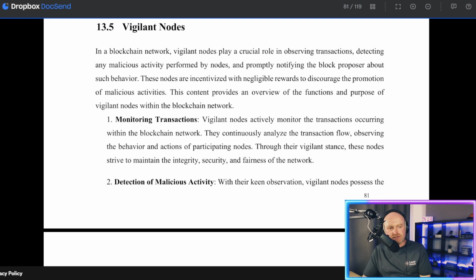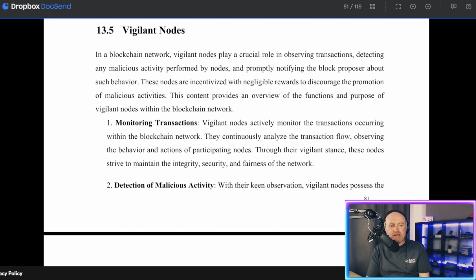13.5 Vigilant nodes. In a blockchain network, vigilant nodes play a crucial role in observing transactions, detecting any malicious activity performed by nodes, and promptly notifying the block proposer about such behavior. These nodes are incentivized with negligible rewards to discourage the promotion of malicious activities. This content provides an overview of the function and purpose of vigilant nodes within the blockchain network.